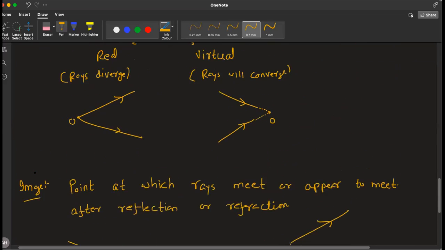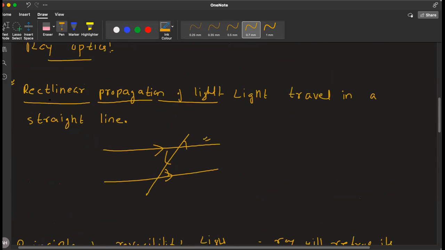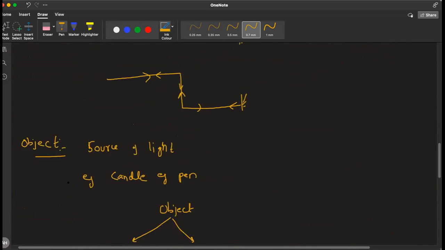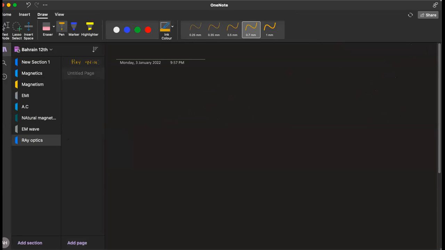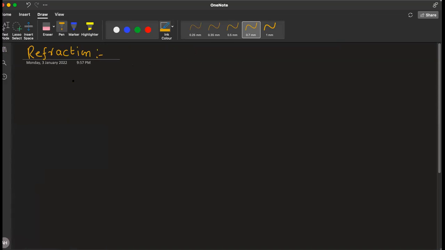So these three or four points. The first one is rectilinear propagation of light, principle of reversibility, object and image. These concepts are common in all topics of reflection, ray optics. Reflection is not in the syllabus now, so we'll start with refraction. The concept of refraction starts with the definition of refractive index.